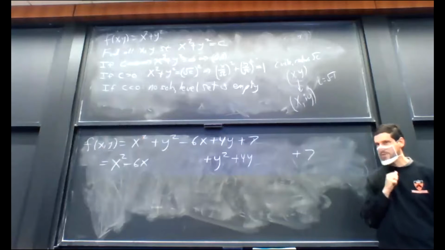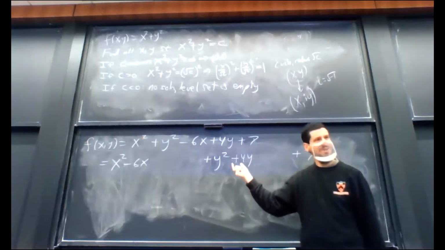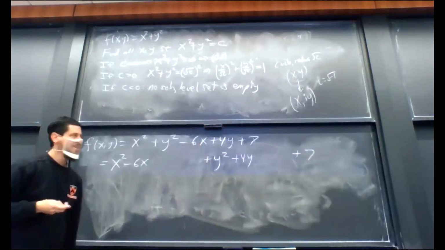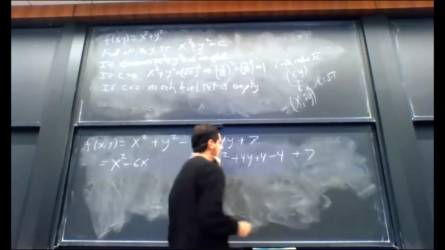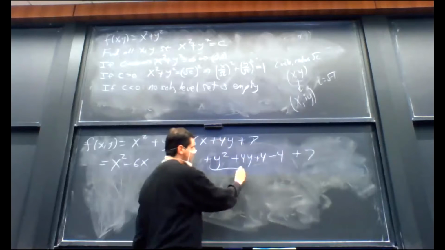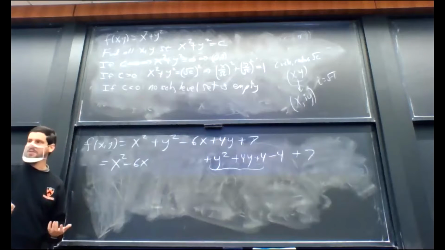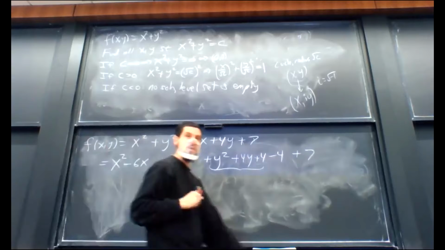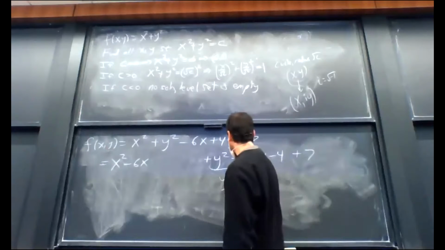Does y squared plus 4y look close to anything you know? What does that look like? Yeah. So if I add 4 and subtract 4, I have done one of the most common important things in mathematics. Nothing. I've done nothing, in a good way, to make the algebra nicer. And this will now give me y plus 2 squared.